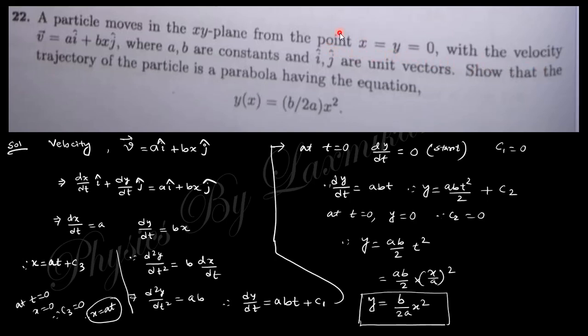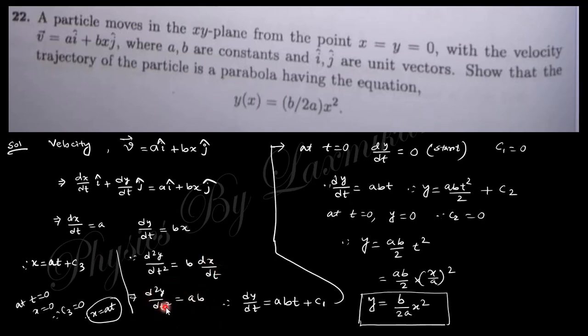Next question says a particle moves in the xy plane from the point x equals y equals 0 with the velocity given by this expression, where a and b are constants, i cap and j cap are the unit vectors, so that the trajectory of the particle will be like that. So v is like that, and you know v is nothing but dx/dt i cap plus dy/dt j cap. If we compare these two, you will get dx/dt equals a and dy/dt equals b x, right? So x equals a t plus some constant, and dx/dt is a.